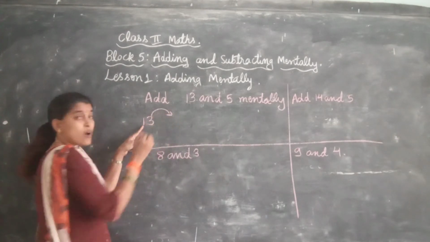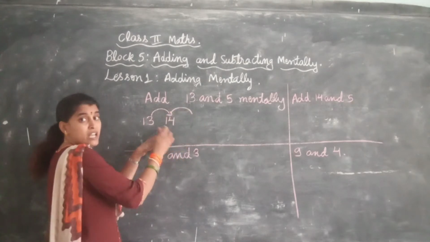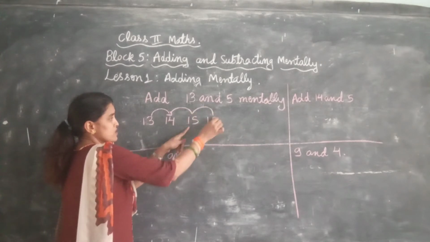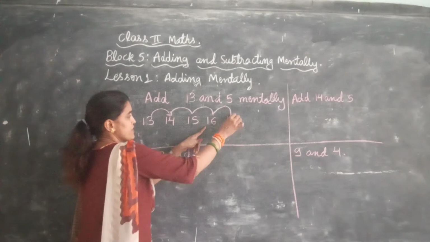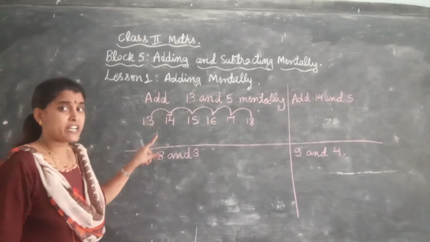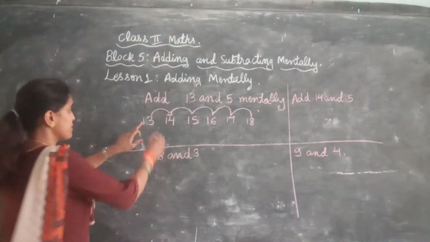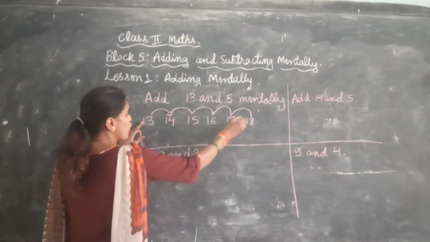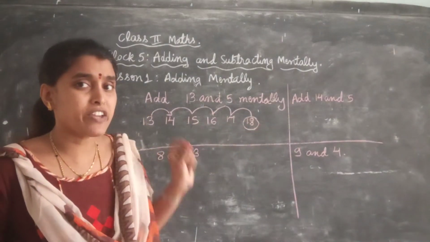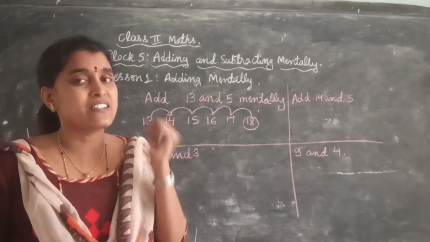If we move 1 time, we will get 14. Again one more time, 2 times. If we move 2 times from 13, we get 15. 3 times, 16. 4 times, 17. 5 times, 18. See here, I have counted by 1, 5 times. From here to here, 1, 2, 3, 4, 5. So the number we count last is the answer. What number did we count at the last? That is 18. The number we count last tells us the answer.